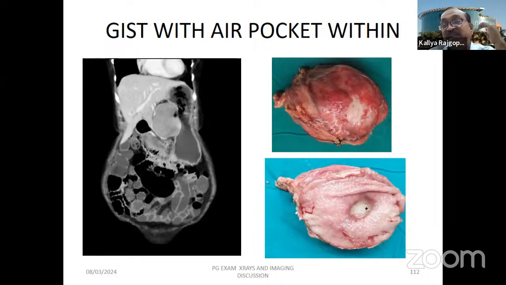We have done endoscopy actually, but I don't have that image. It shows what is called a cervix appearance. In such cases, a biopsy is taken, because most of them are submucosal. But in this case, it was ulcerated. This is, of course, a gastrointestinal stromal tumor.